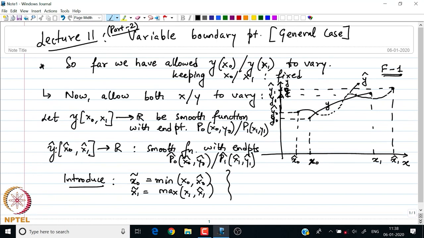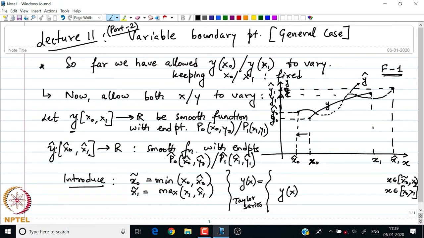We see that in the extended interval, my y of x can be defined as follows. I use Taylor series. Using Taylor series, y of x is nothing but the same curve y of x if x is in the interval x naught to x 1. So the original curve is recovered. Now, for x in the interval x naught tilde to x naught, not including x naught, I am talking about this particular range. In this range, I can always write y of x in terms of y of x naught using Taylor series.